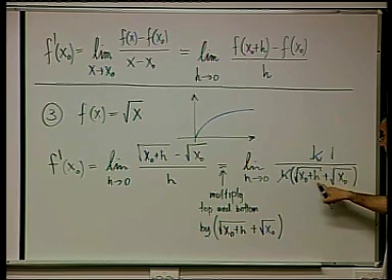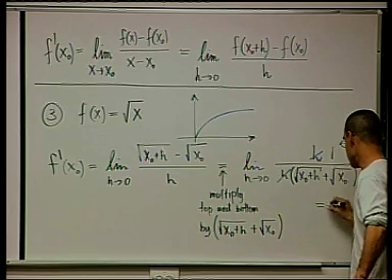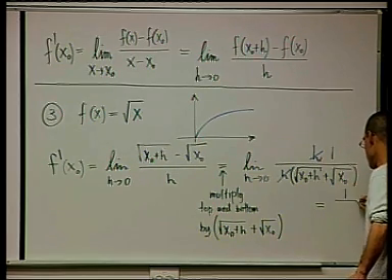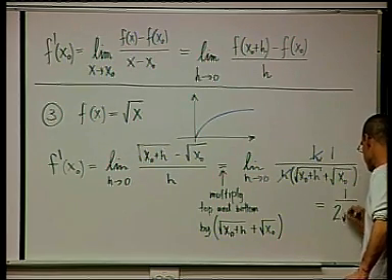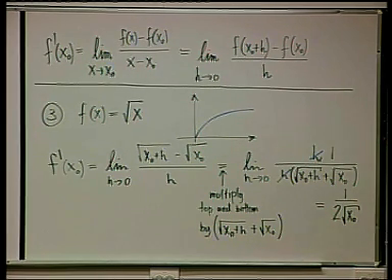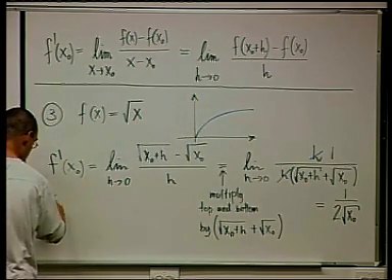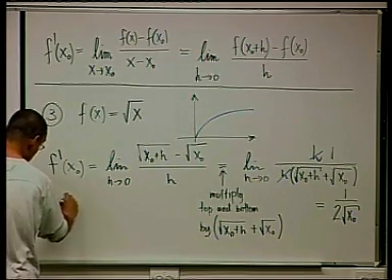And what's the limit as h goes to 0? The limit is 1 over 2 times the root of x0. So that's the derivative of root x. The derivative of root x is 1 over 2 root x. And this is true for any x0 greater than 0.